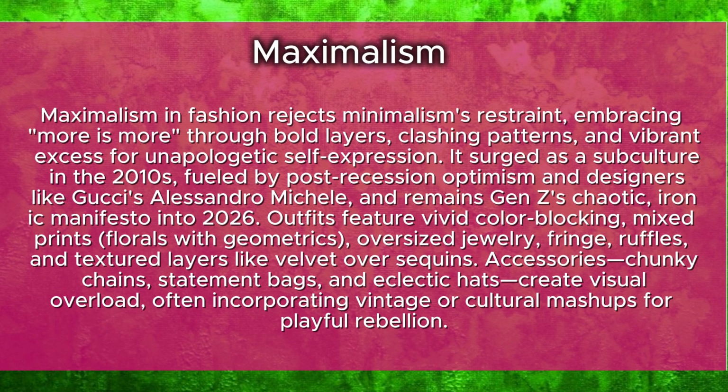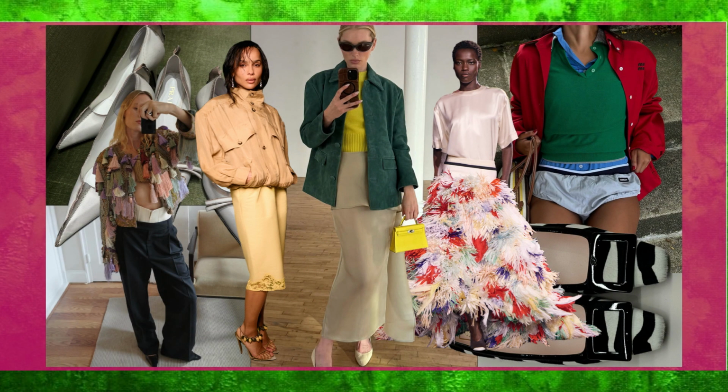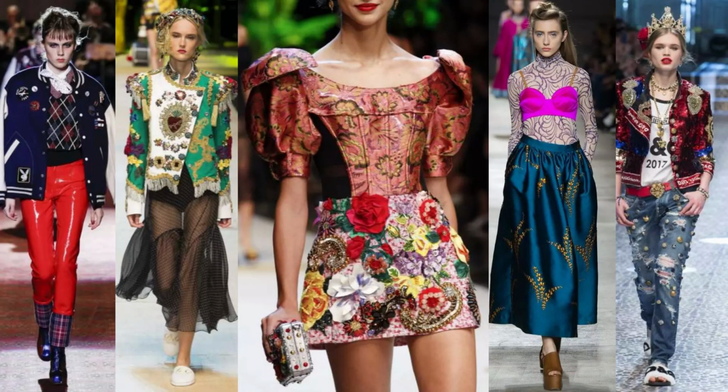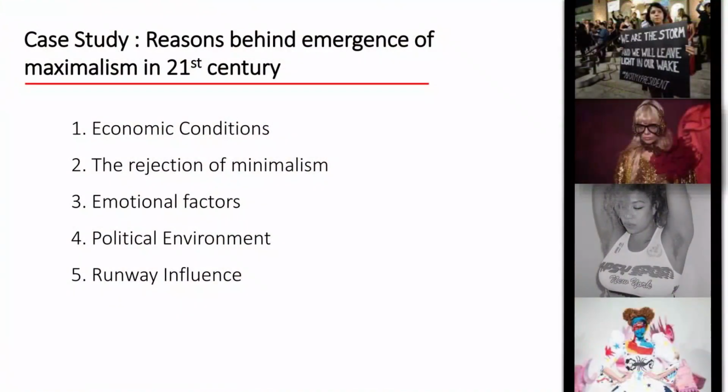Maximalism in fashion subculture rejects minimalist restraint, embracing more is more through bold layers, clashing patterns, and vibrant accessories for unapologetic self-expression. It surged as a subculture in the 2010s, fueled by post-recession optimism and designers like Gucci's Alessandro Michele, and remains Gen Z's chaotic, ironic manifesto into 2026. Outfits feature vivid color blocking, mixed prints, floral and geometric, oversized jewelry, fringe, ruffles, and textured layers like velvet over sequins. Accessories, chunky chains, statement bags, and eclectic hats create visual overload, often incorporating vintage or cultural mashups for playful rebellion.